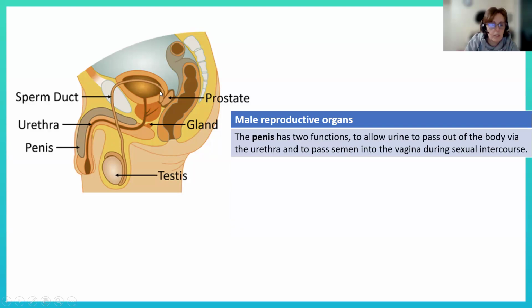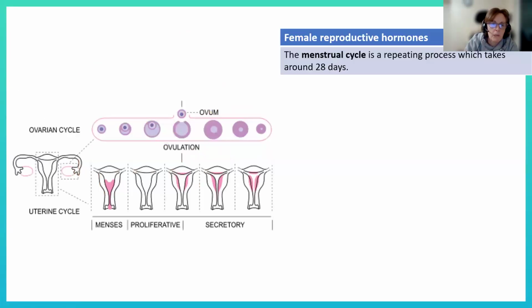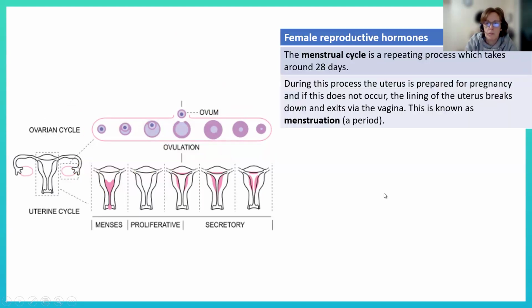So the penis has two functions. Unlike the women's reproductive system we were just looking at, where the vagina and the urethra are separate, with men the urethra is one tube for urine and for semen to be passed into the female. There's a ring of muscle that keeps the two things separate, but both are in the same structure.